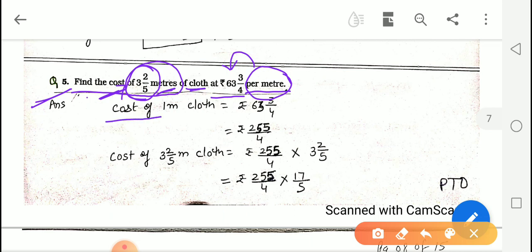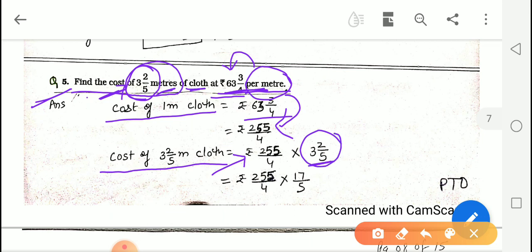The cost of 1 meter cloth. This is the cost of 1 meter cloth, 63 3 by 4. We will convert this into an improper fraction, and for finding out the cost of 3 2 by 5 meter cloth, we will have to multiply the cost per meter into the length. So this is also a mixed fraction, so we will convert this into an improper fraction. This is the equation form. Now we will solve this.